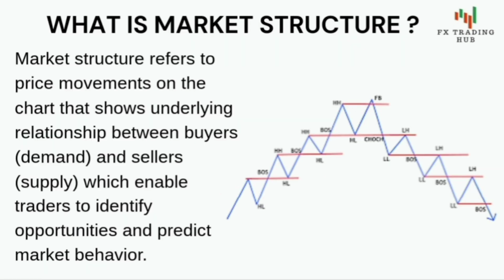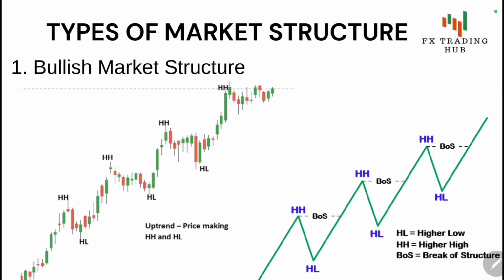Now, what is market structure? Market structure refers to price movements on the charts that show the underlying relationship between demand, which are the buyers, and supply, which are the sellers, which enable traders and you to identify opportunities and to predict market behavior. All right. So there are two types of market structure. We have the bullish market structure and the bearish market structure.